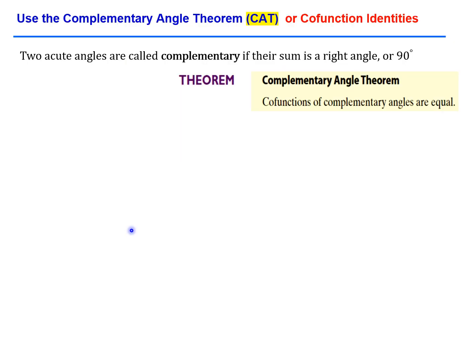Now the next trigonometric identity is about the complementary angle theorem or cofunction identities. This complementary angle theorem, I usually call CAT, representing C for complementary, A for angle, and T for theorem. In the complementary angle theorem, we will use this first statement: two acute angles are called complementary if their sum is a right angle or measures 90 degrees. An acute angle is an angle whose measure is less than 90 degrees.